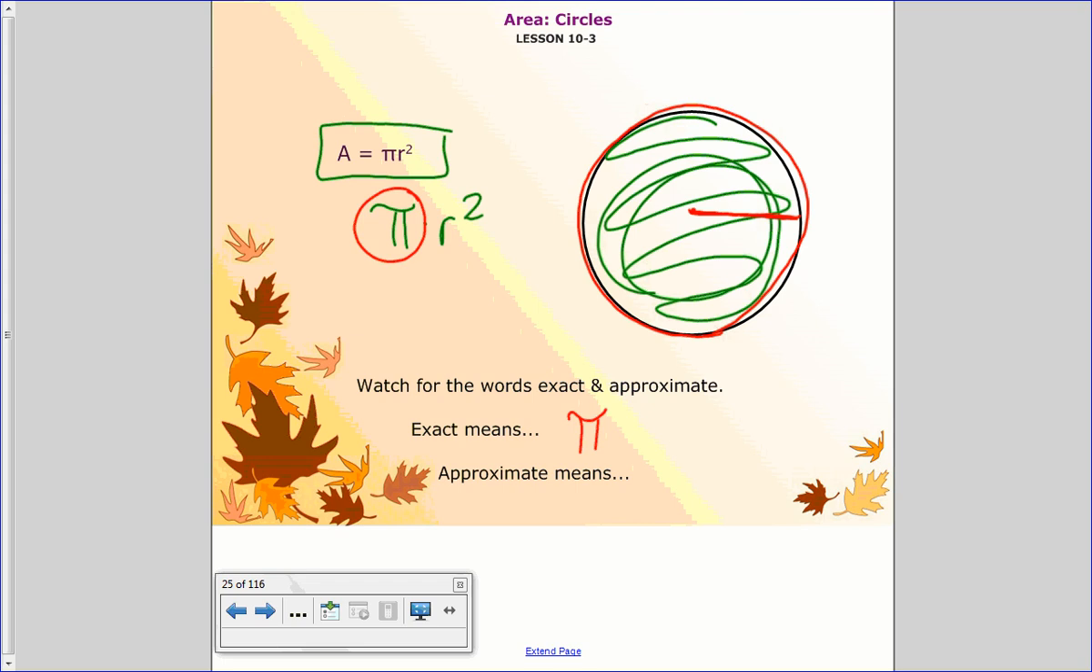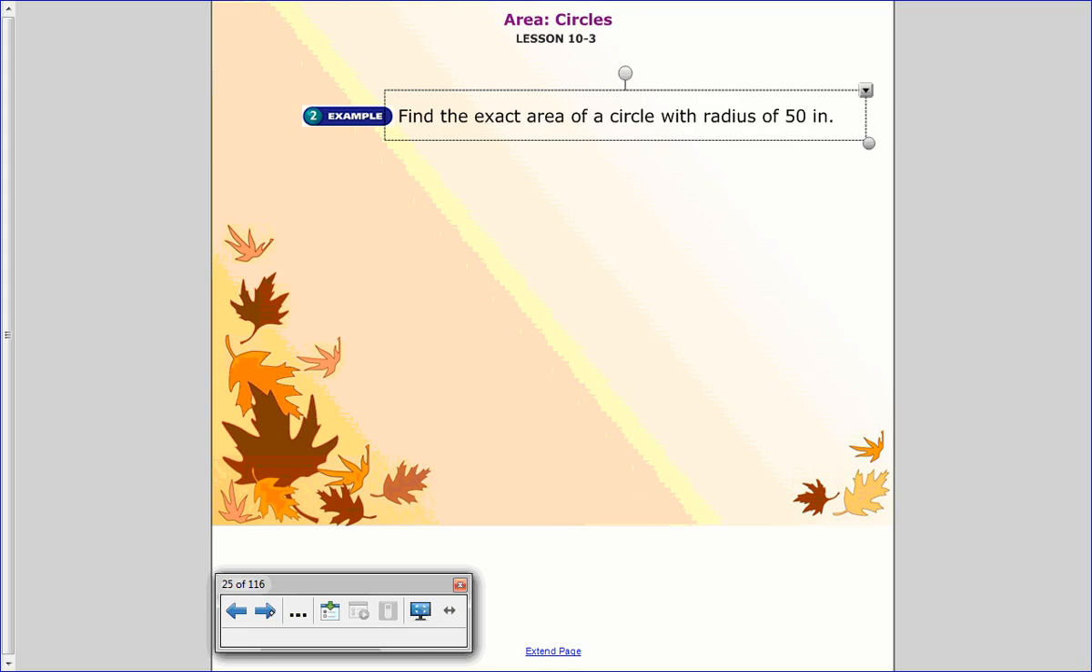Now when they use approximate, that's when they want you to use an estimate. So instead of leaving it as pi, we multiply by 3.14. So you just take it a step further if they ask for the approximate. And you'll see what I mean in tonight's lesson.